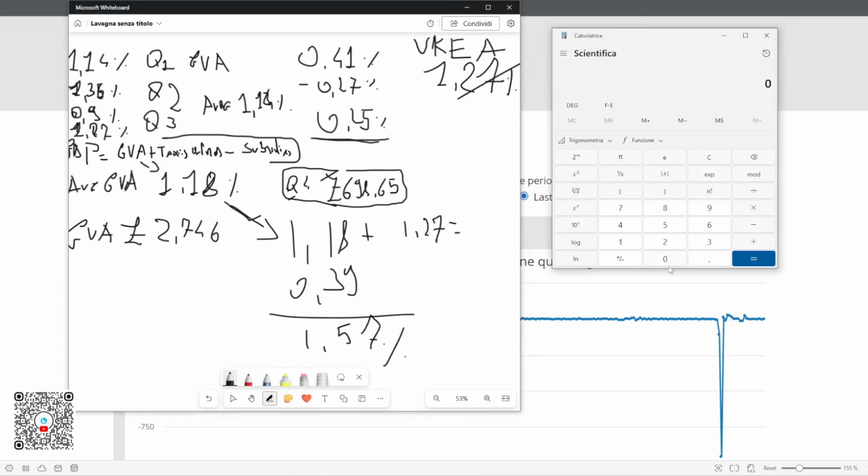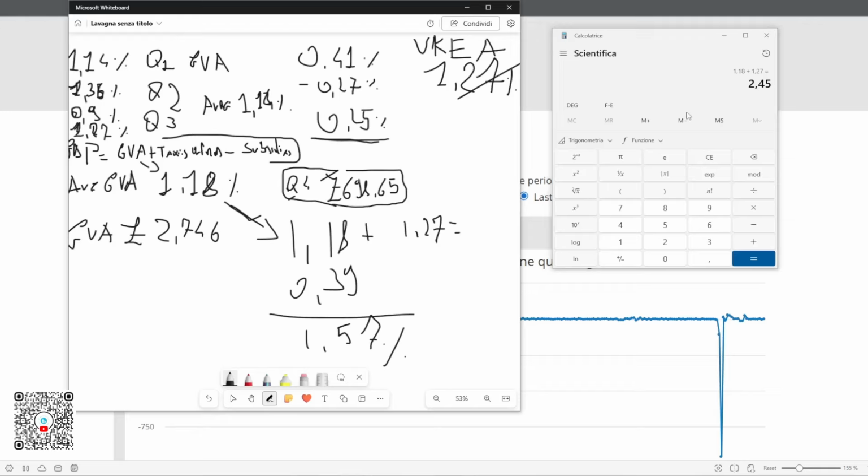But if I take 1.18 and I add it to 1.27, that's another ballpark figure. Let's do it quickly. Of course, it's 2.45, I believe. 1.18 plus 1.27. Yeah, it's 2.45.